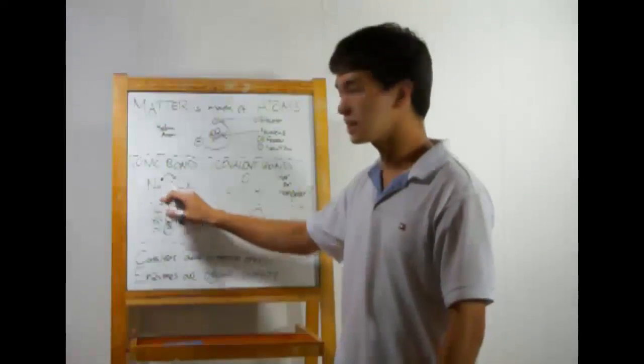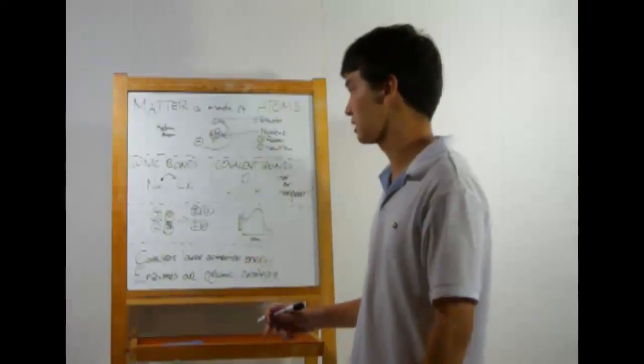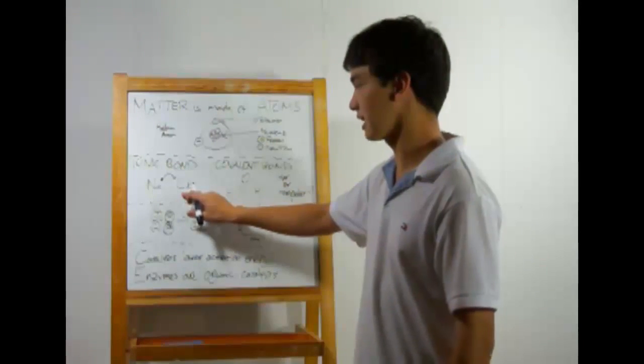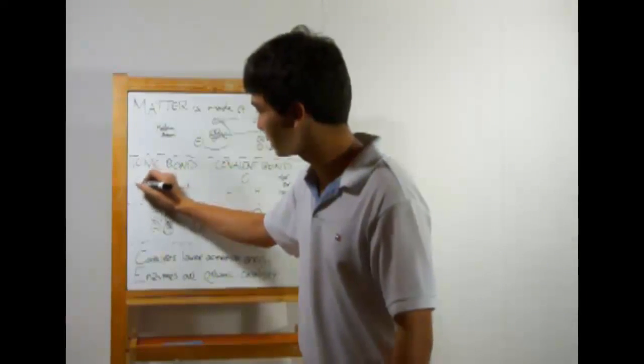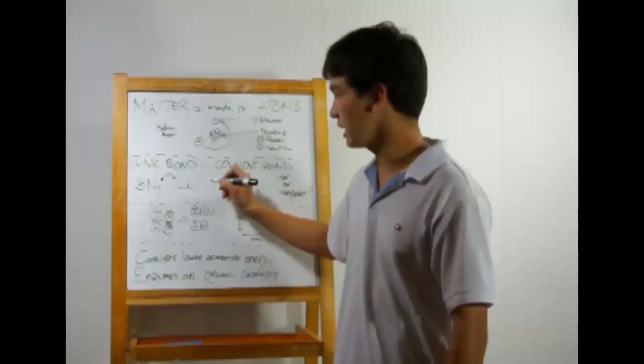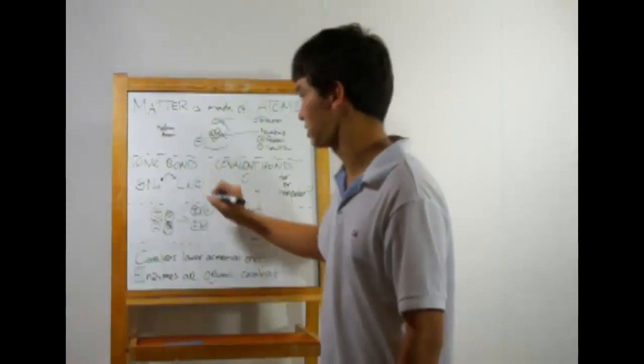Now remember, elements have the same number of protons as electrons. However, sodium is losing an electron. That means now it has more protons, so it becomes positively charged. Chlorine is gaining an electron, so it becomes negatively charged.